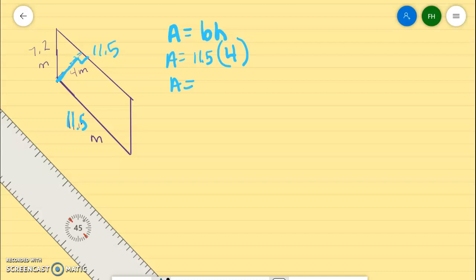I hope I'm not making that up. I'm going to look it up in a second just to make sure, because I can't remember this. But this should be your answer. Okay, I looked that up, and opposite sides are the same. So if this side is 11.5, then this is too, and those are both the bases, so just use one.